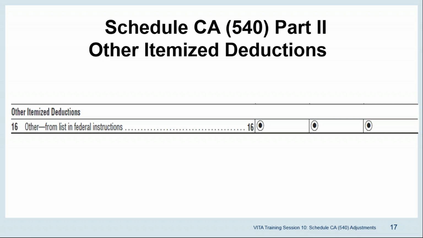Gambling losses are another adjustment that may need to be made. California does not allow California lottery losses as a deduction. You will need to enter the California lottery losses entered on line 16, column A, on line 16, column B. To make this adjustment, you will need to go into the California return in TaxSlayer under subtractions from income and make this entry.